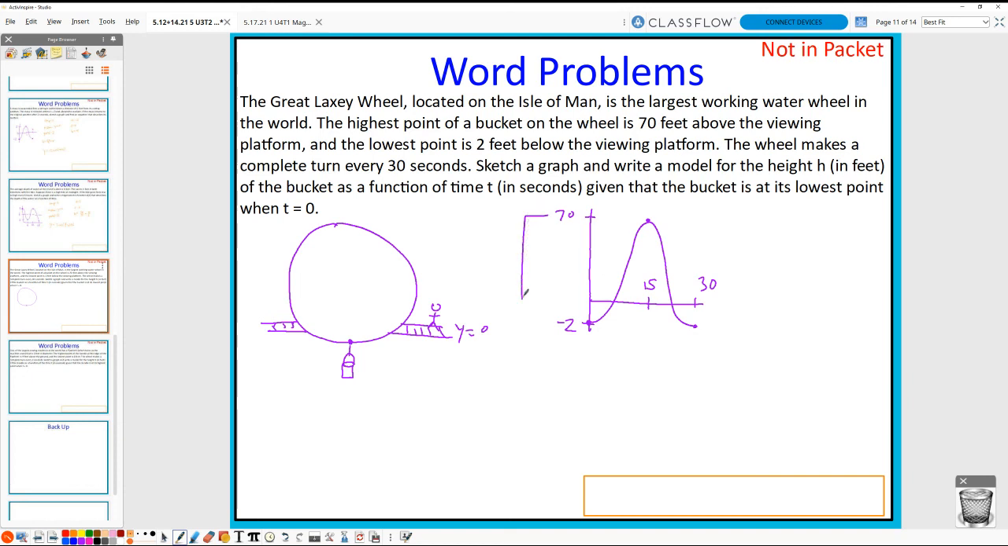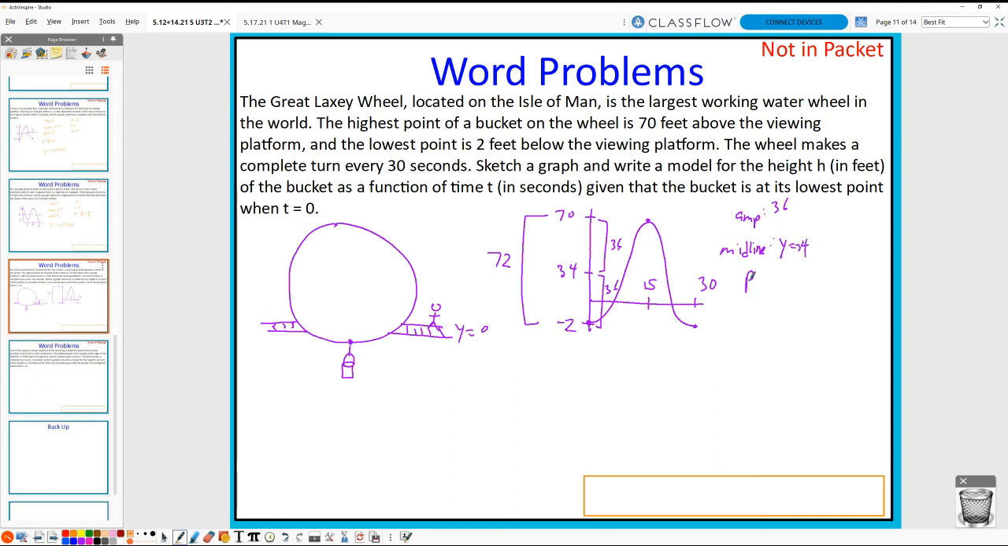Again, the difference here is 72, meaning whatever the middle is, it is going to be 36 and 36. That's my amplitude, meaning right in the middle, I will have 34 as my midline. So my amplitude is 36. My midline is y equals 34.